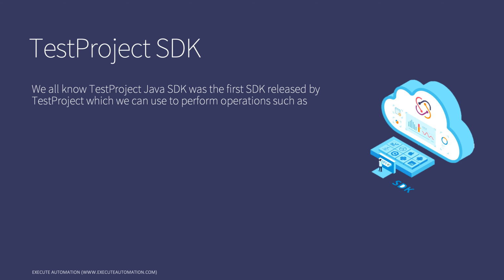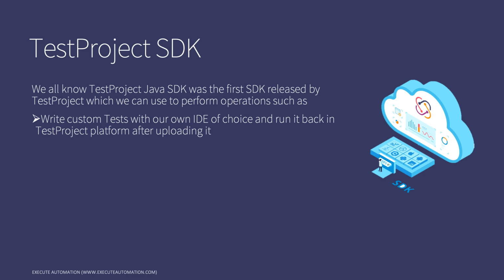We all know the TestProject Java SDK was the first SDK released by TestProject, which we can use to perform operations such as writing custom tests with our own IDE of choice and running them in TestProject's platform after uploading them onto the platform. And then we can write custom add-ons and also export them to the TestProject platform so that we can use the custom add-on within our test. There are many different types of add-ons available, and you can use any of them within TestProject's platform. Some add-ons are created by the TestProject team itself, some are created by the community, or you can also contribute by creating add-ons and then use them.